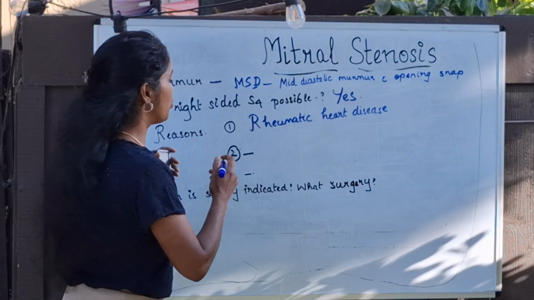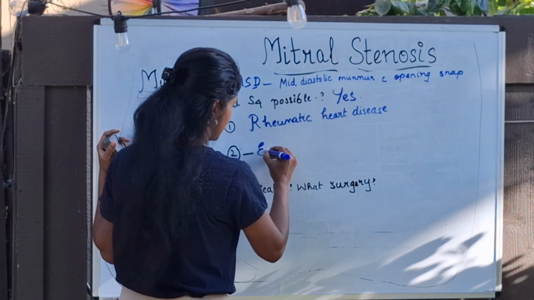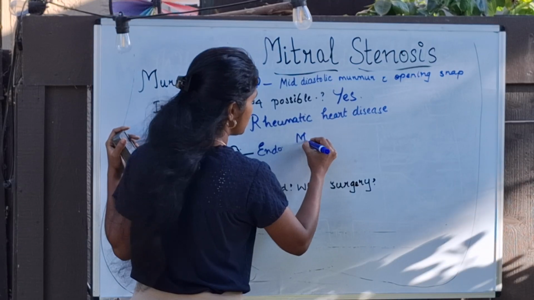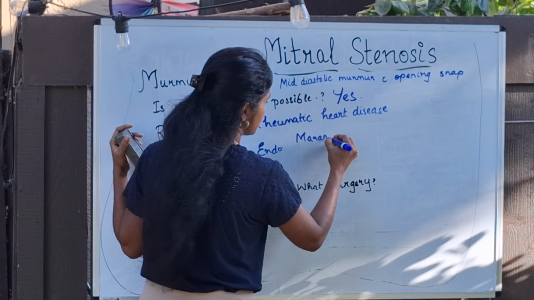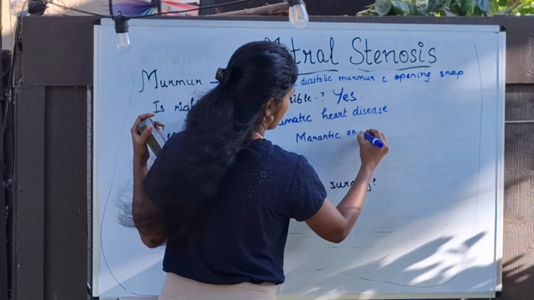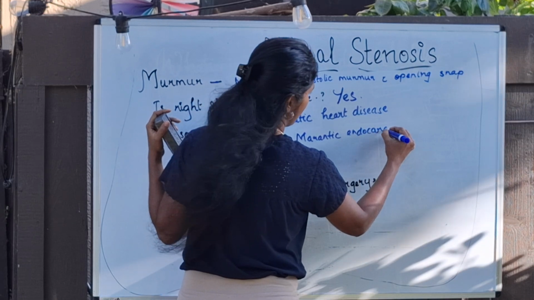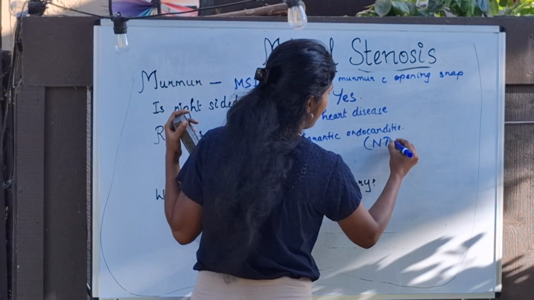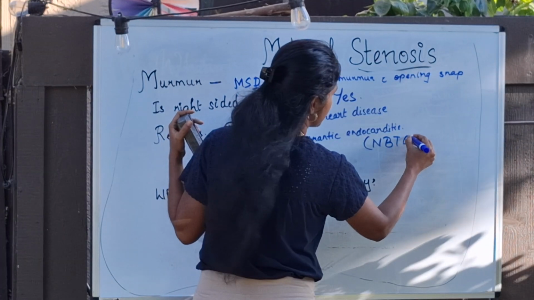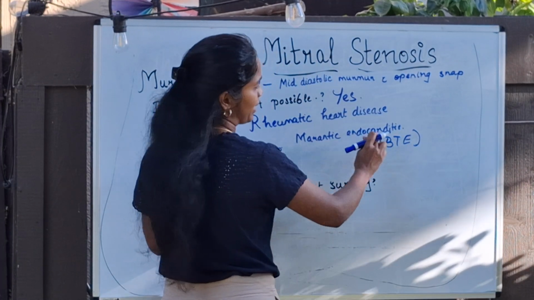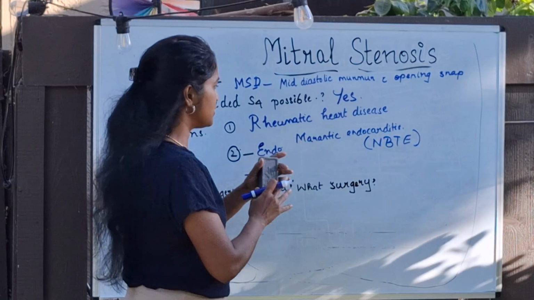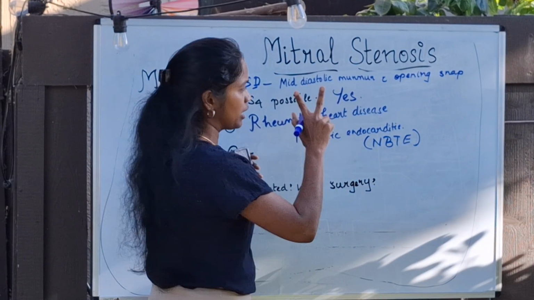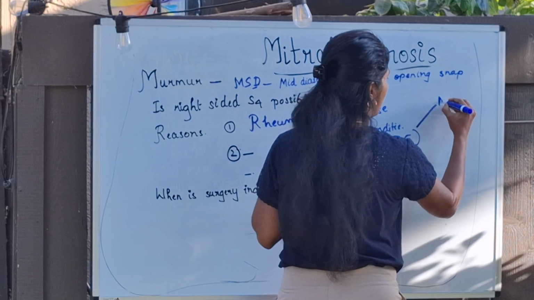The second most important reason is endocarditis. But what kind of endocarditis? This is known as marantic endocarditis, or it is also known as non-bacterial thrombotic endocarditis. What does this mean? Non-bacterial. As the name says, it is not due to bacteria. So what can it be due to? It can be due to two important reasons. One is malignancy.